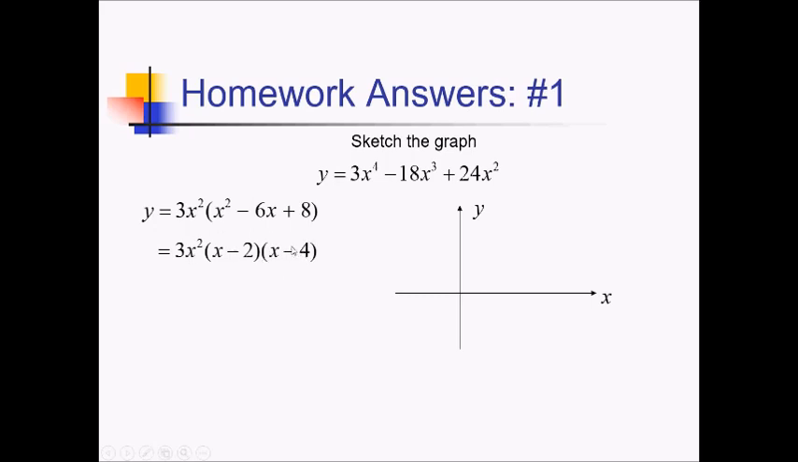Setting each factor equal to 0 and solving for the roots. 3x squared, that's going to give us 0 for x. And then this next factor gives us positive 2, followed by positive 4. Putting those on our graph, we have the origin. Then 2 is a little bit to the right of that, and 4 is even more right than that.